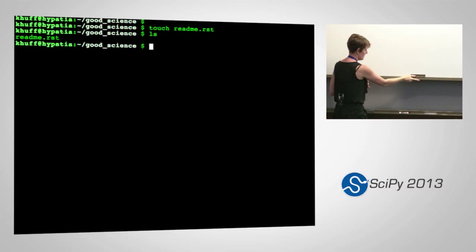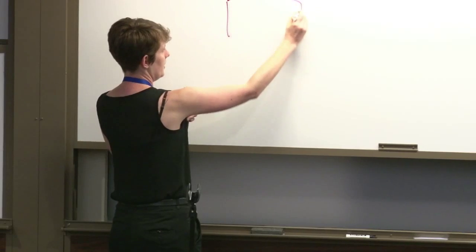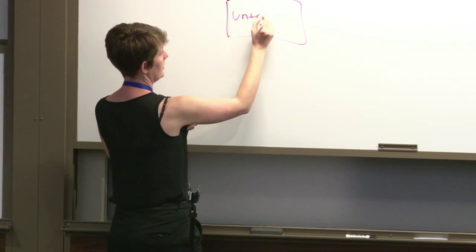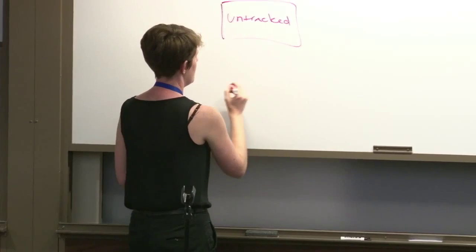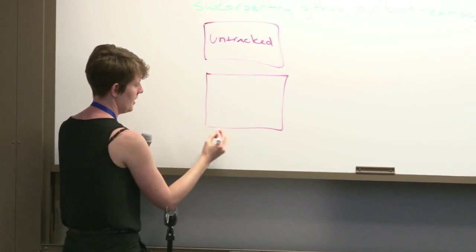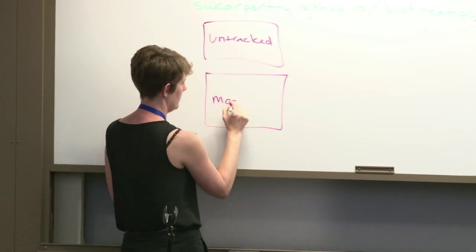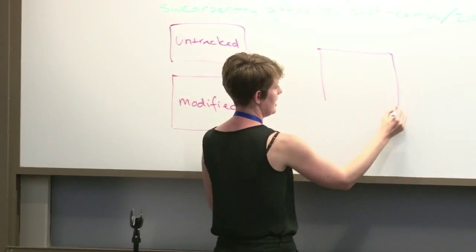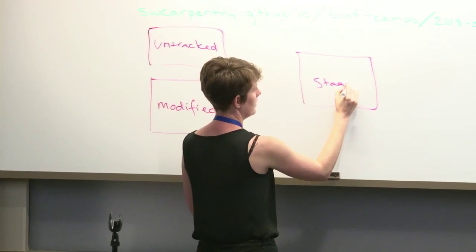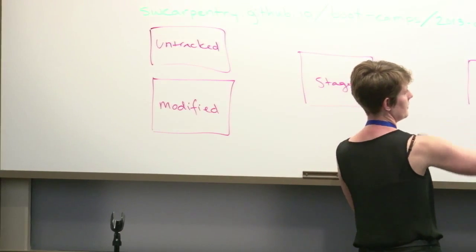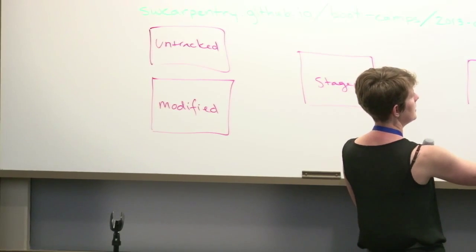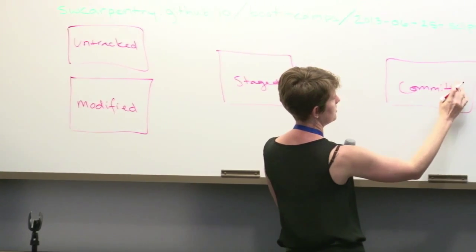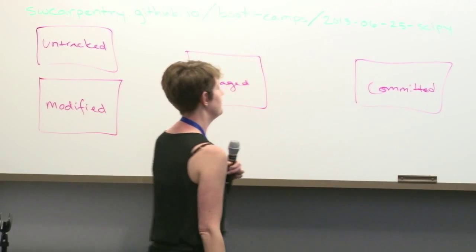All right. So there are 4 different types of files in your folder. There's one that's untracked. There's a type that has been modified, and I'll go over what these mean. There's a type that's been staged, and there's a type that's been committed. Okay. So there are 4 types of file. I just misspelled committed, didn't I? Okay. Great.